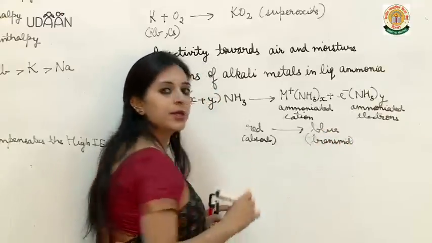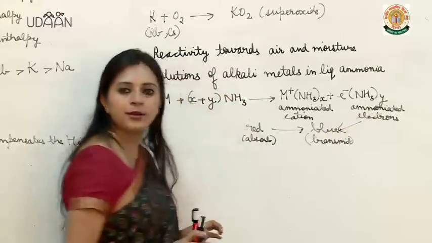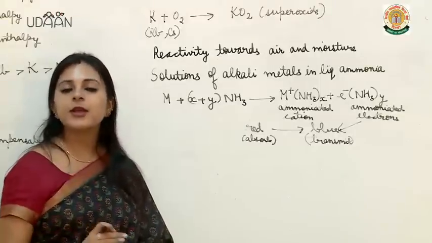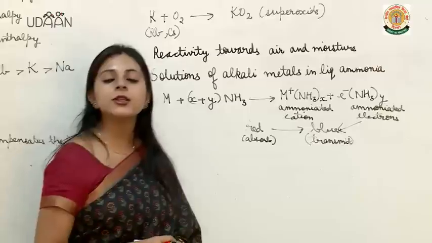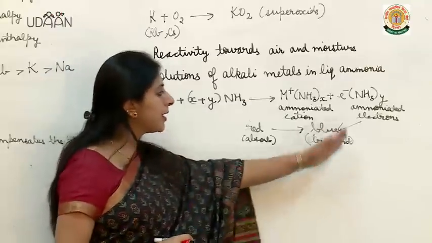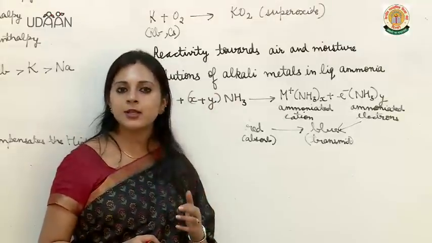And what is absorbing color? These ammoniated electrons are absorbing color and they are emitting blue light. And since they are unpaired, the solution is paramagnetic in nature, and because of the presence of these unpaired electrons, it is also electrically conducting in nature.